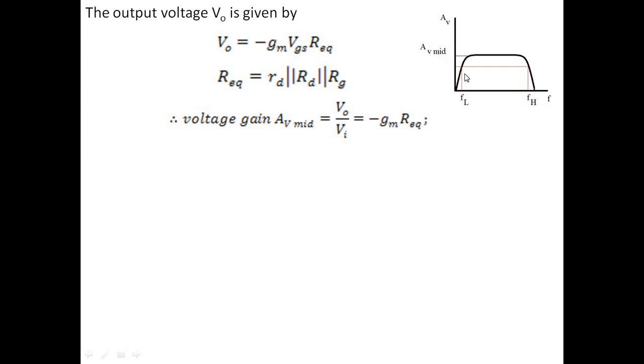Now, if you calculate the bandwidth, this is the upper cutoff frequency and this is the lower cutoff frequency, and the difference between the upper cutoff and the lower cutoff is called the bandwidth. Here we have AV mid divided by root 2. Let us go ahead with the derivation, how it relates to the low frequency gain as well as the high frequency gain.